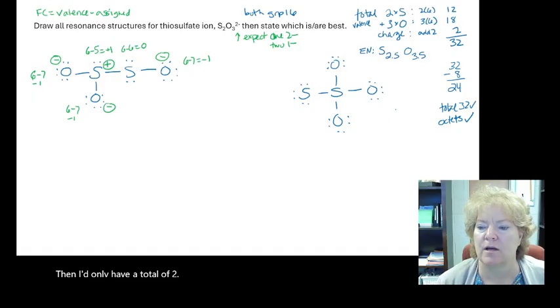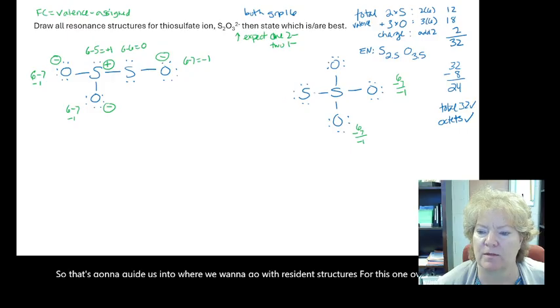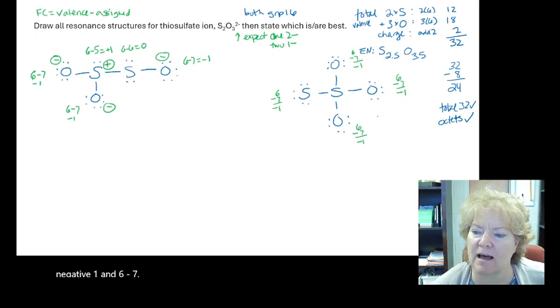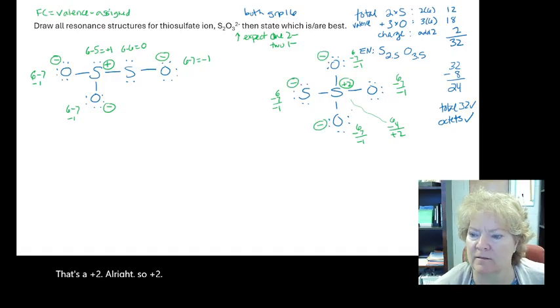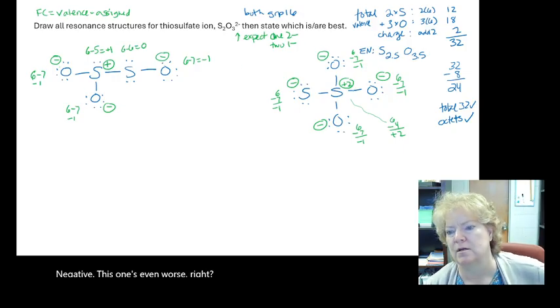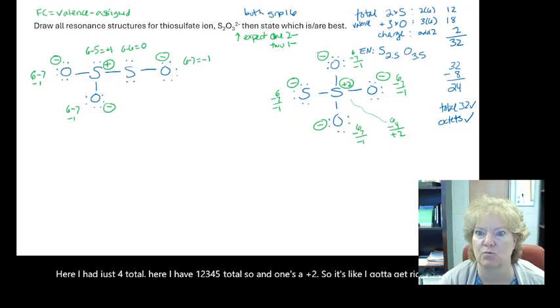For this one over here, I have 6 minus 1, 2, 3, 4, 5, 6, 7, so -1. This one is 1, 2, 3, 4, 5, 6, 7, 6 minus 7, -1. And 6 minus 7, -1. And in the center, I have 6 minus 1, 2, 3, 4. That's a +2. So this one's even worse, right? Here I had just 4 total. Here I have 1, 2, 3, 4, 5 total. And one's a +2. So I've got to get rid of this +1 and at least 2 of these negative ones. That's what I'm aiming for.